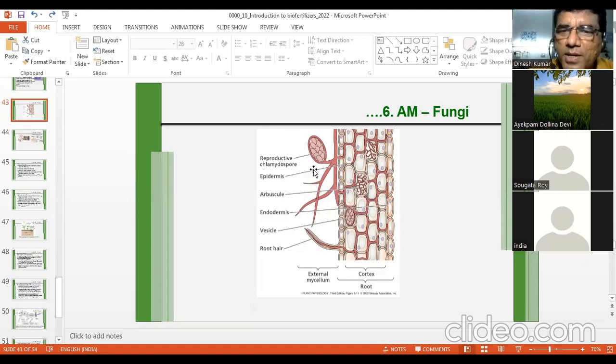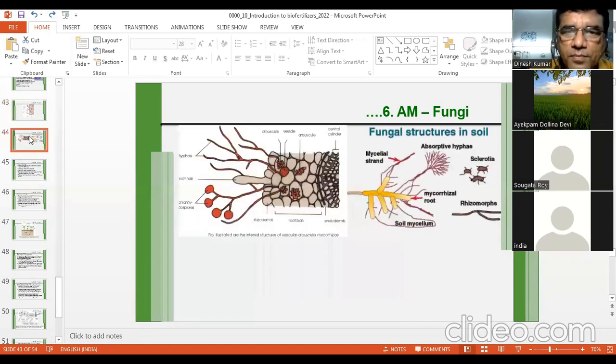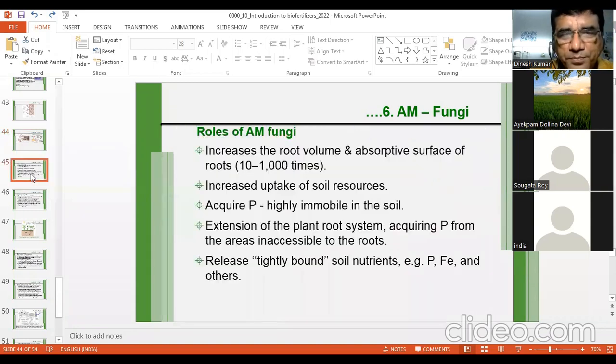You need not bother about other parts of the fungi. Just see that it is making arbuscules in the cells, and it is the site, the place for exchange of nutrients from fungi to plant and plant to fungi. You can see this picture with more clarity. So the arbuscule is inside the cell. You can see it is inside the cell. This is the fungal structure in soil. You can see these pictures later.